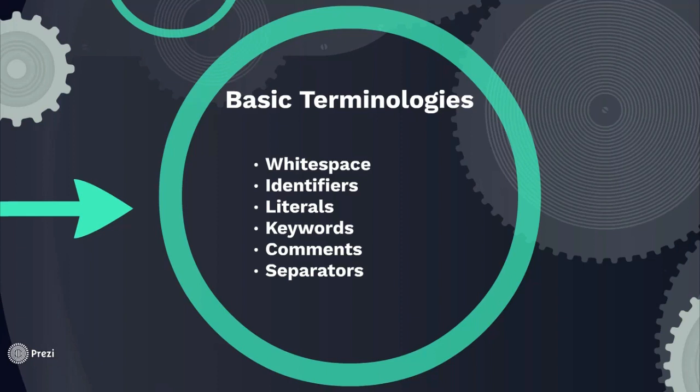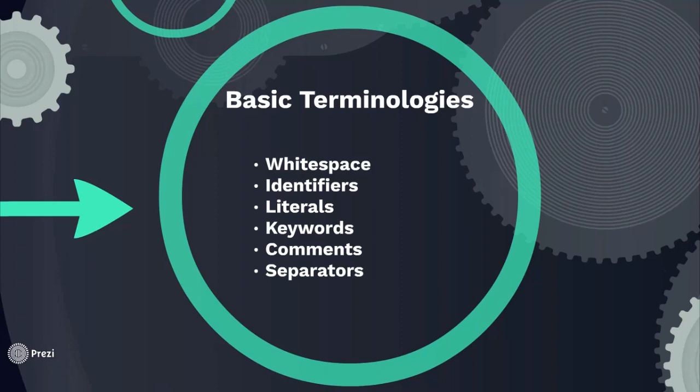Then comes separators. In Java, there are a few characters that are used as separators. The most commonly used separator in Java is the semicolon. Then there are parentheses, braces, brackets, comma, colons, and so on. So these all are the separators which are for separating the statements.